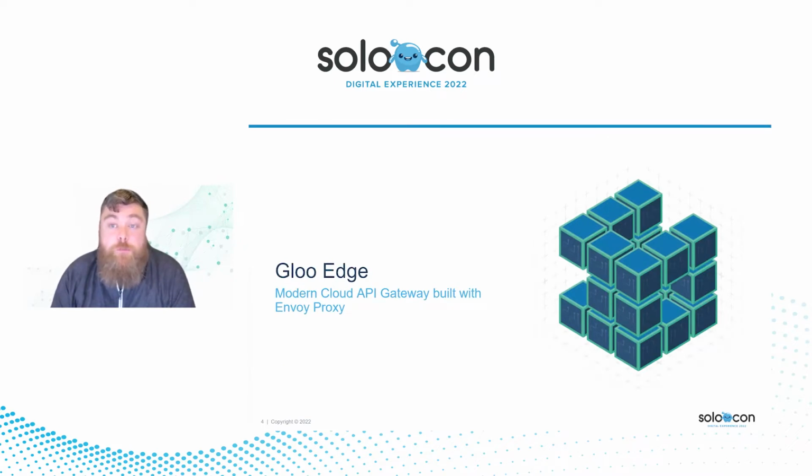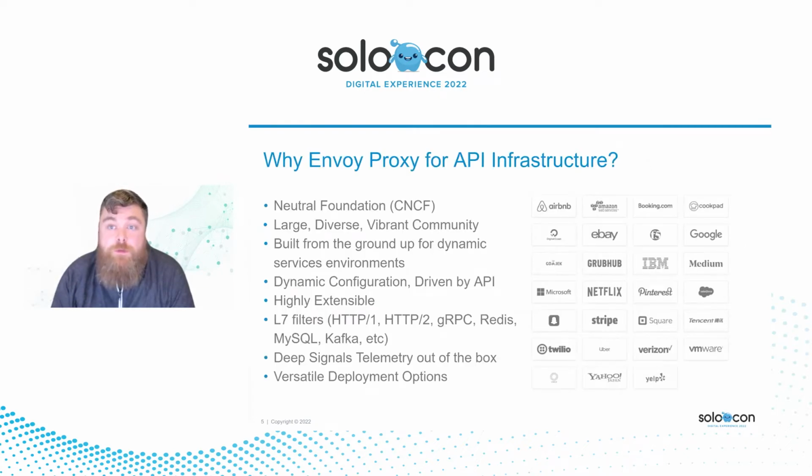Gloo Edge is a modern cloud API gateway built with Envoy proxy. Why Envoy? Envoy is owned by a neutral foundation, the CNCF. It also has a huge, vibrant open source community. It's also built from the ground up to be cloud native, and it's built with C++, which makes it highly performant. It's also been around for a long time now, and it's stable and mature.